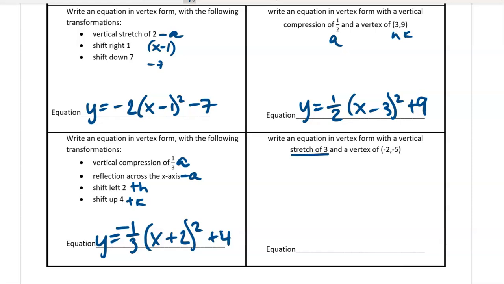Last one, vertical stretch of 3, that's a. Here's our h and k. X plus 2 squared minus 5. All right, I think that's it.